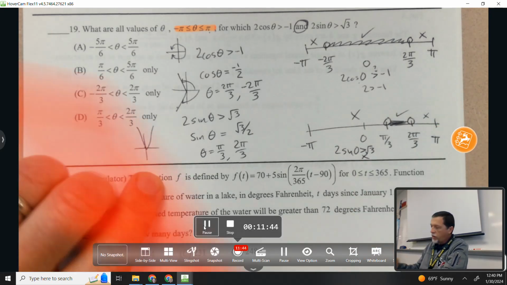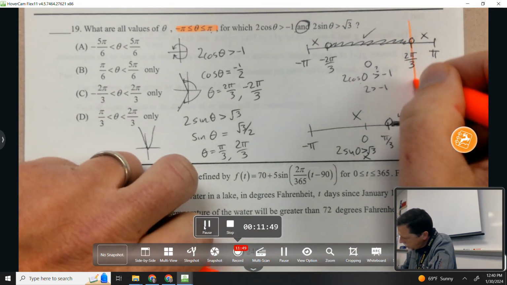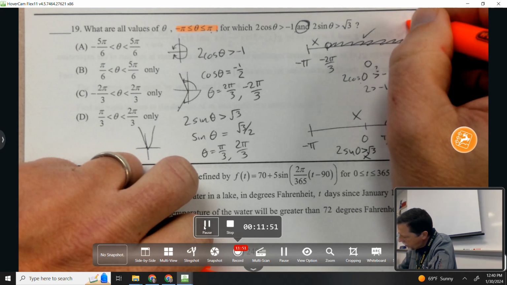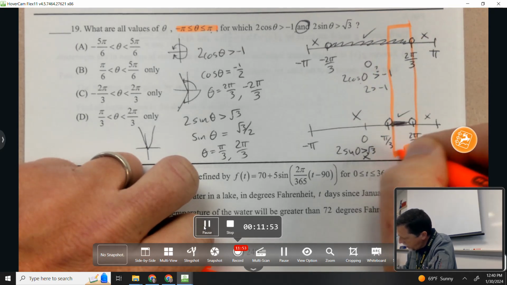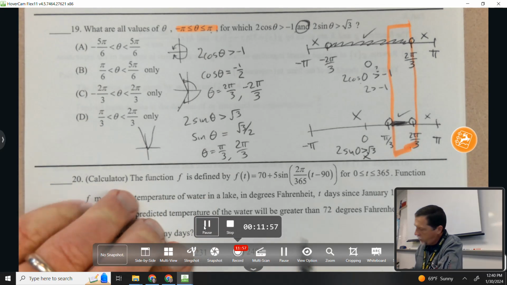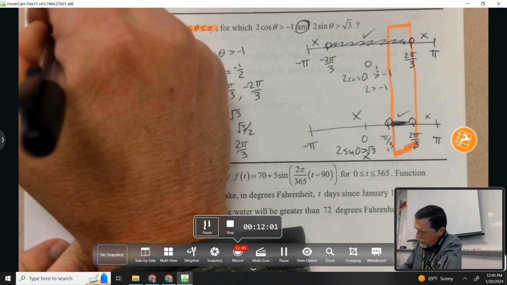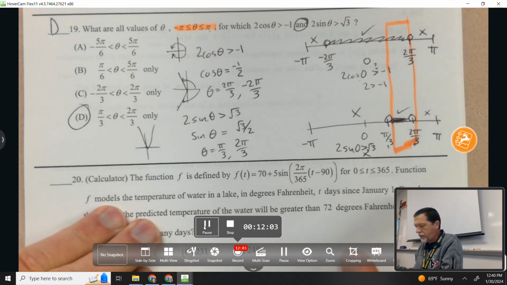So if I look at those together, the overlap happens on the right end at 2 pi over 3, on the left end at pi over 3. So the only spot where both of those things are true is between pi over 3 and 2 pi over 3. That is answer choice D.